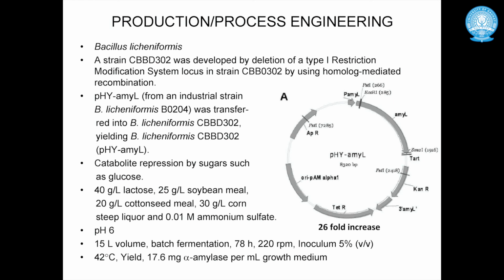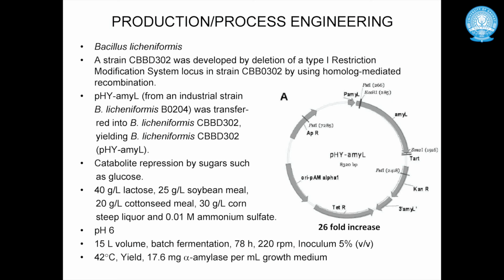Apart from this, this is a source of carbon or sugar. Now the other medium requirements like protein source from soybean meal and cottonseed meal are used. Also corn steep liquor is used as a source of protein or nitrogen, and ammonium sulfate is also used as an inorganic source of nitrogen. The pH required is 6, and this cultivation is done in 15 liters quantity in batch fermentation for 78 hours.